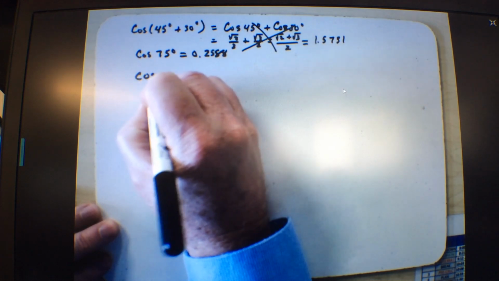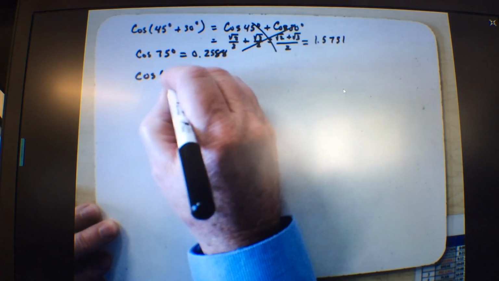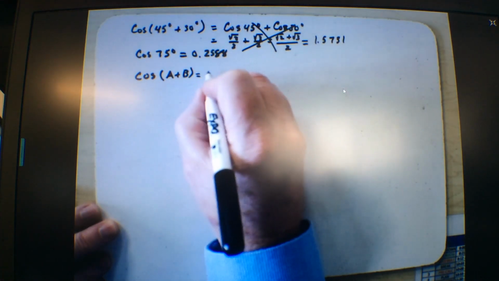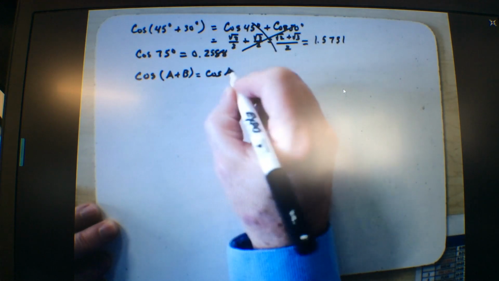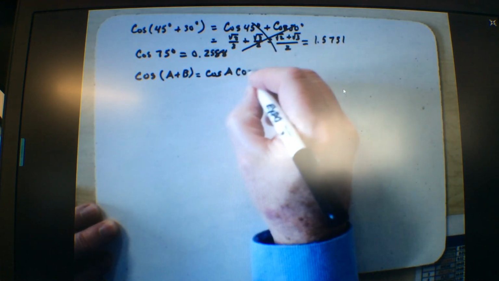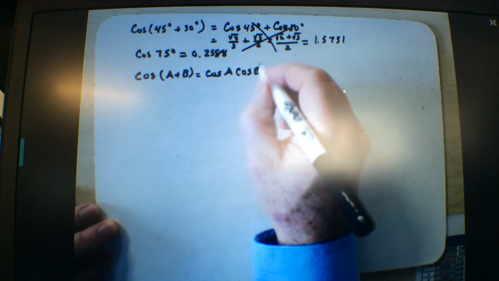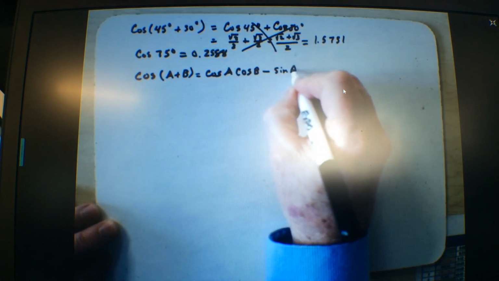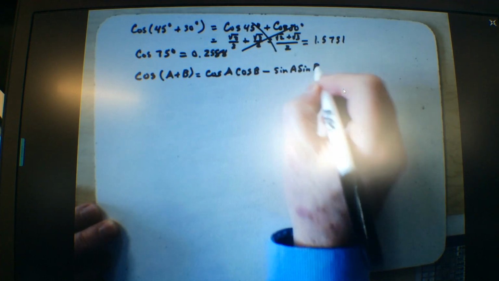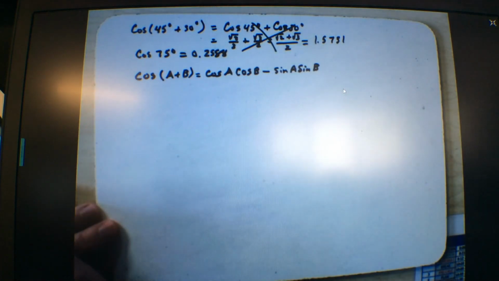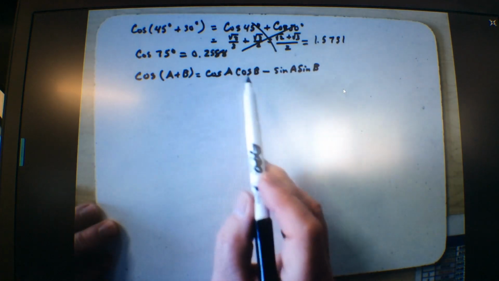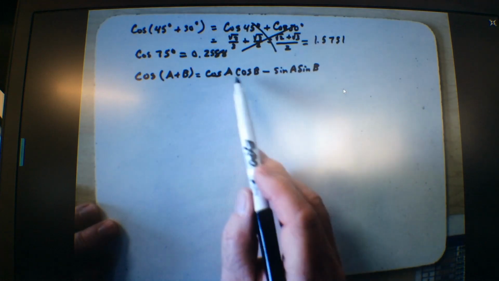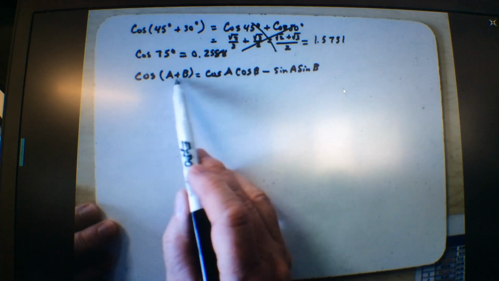The first one is, if I take cosine of A plus B, then this equals the cosine of A, cosine of B, minus the sine of A, sine of B. Now, I want to show you something. We have both cosines, and then both sines, and it's AB. So it goes in the same order, AB, right?